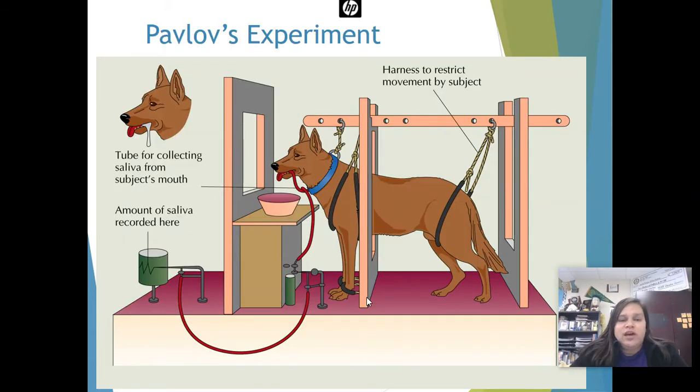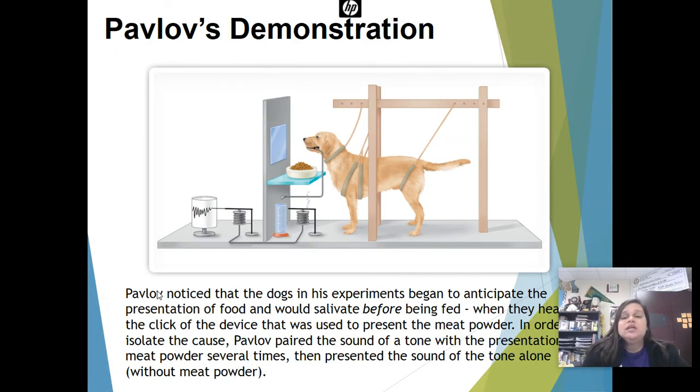So he had this device where the dogs were in a harness. He actually connected a tube to their salivary gland so he could accurately measure how much they salivated. And then there was a machine over here that clicked and measured how much saliva it created. Well, while he was doing that experiment to measure the saliva and digestion, he found that the dogs were salivating before he would even bring out the food because they would hear the machine clicking.